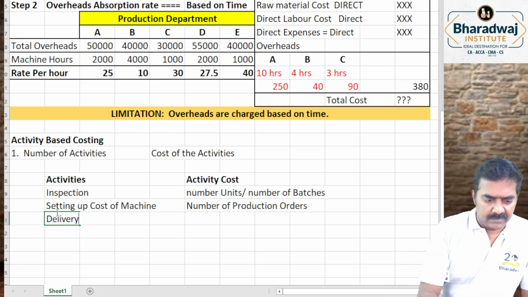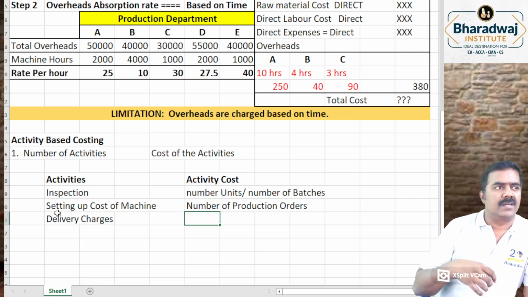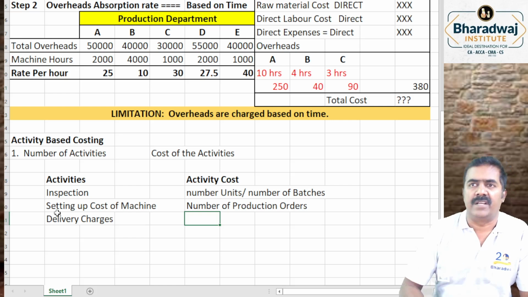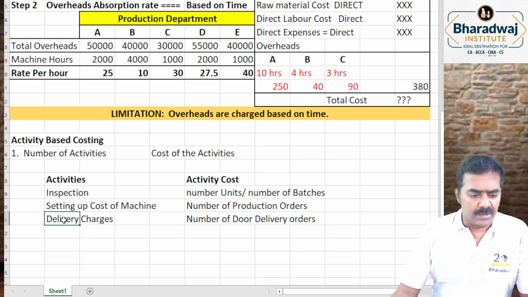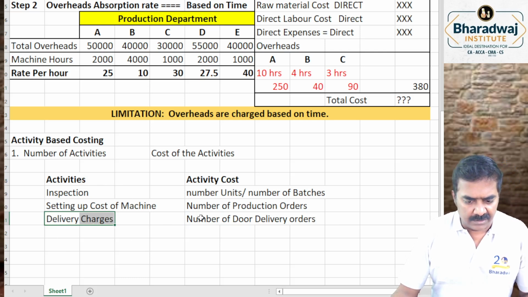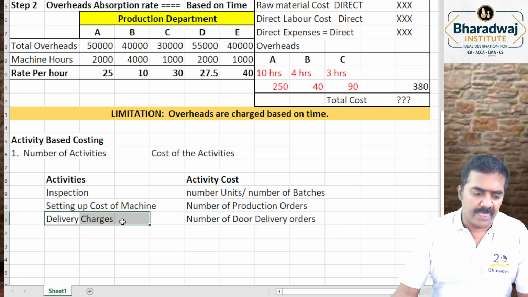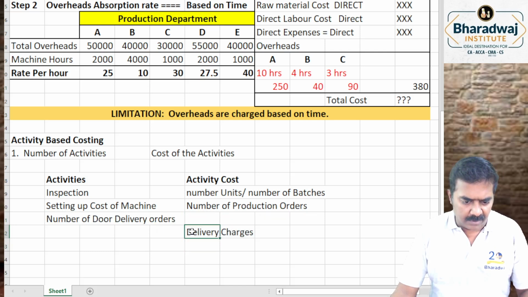Delivery charges will be based on the number of door delivery orders. So delivery charges are influenced by the number of door delivery orders. Based on the number of door delivery orders, the delivery charges will be there like that.